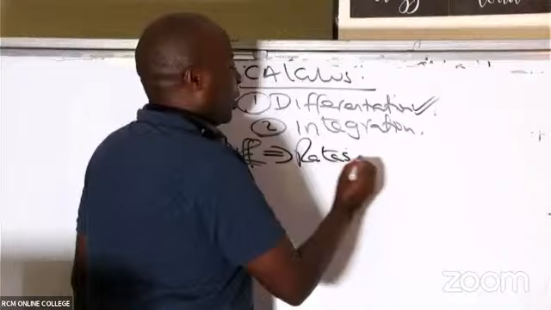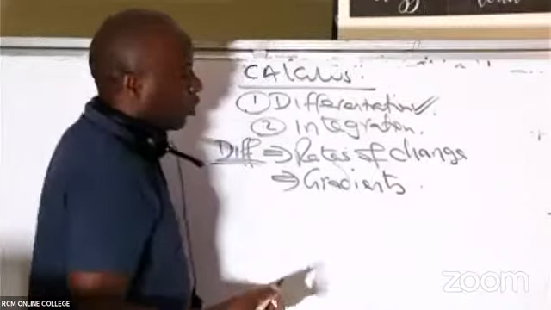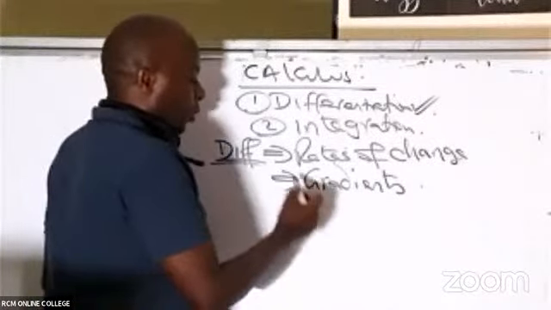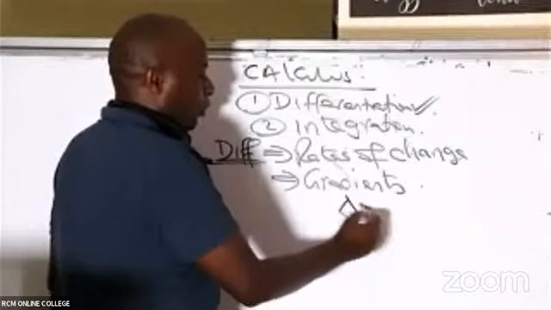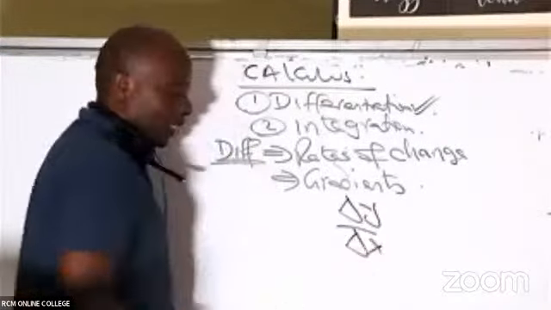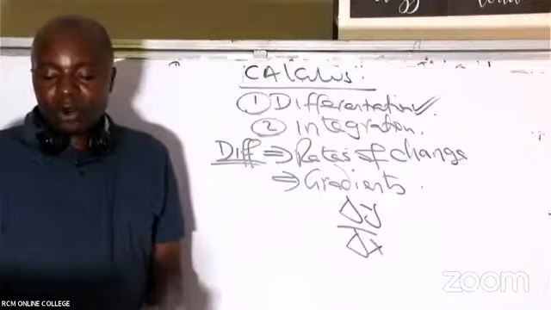Now, ladies and gentlemen, whenever we talk about gradients, if you can recall very well, to get the gradient, a slope, we normally talk of change in y over change in x. Change in y, all over change in x.